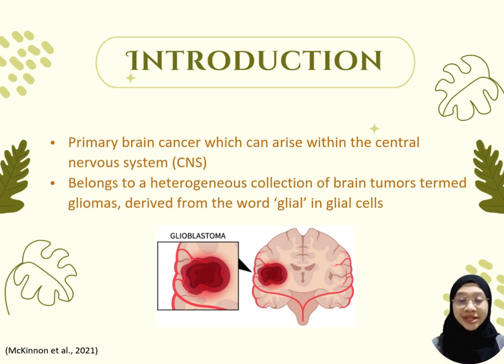So I'm going to start with the introduction. Glioblastoma is a primary brain cancer which can arise anywhere within the central nervous system, occurring most commonly in adults in the cerebral hemispheres. It also belongs to a heterogeneous collection of brain tumors termed gliomas, which are derived from the glial cells or their precursors and include the astrocytomas and oligodendrogliomas.